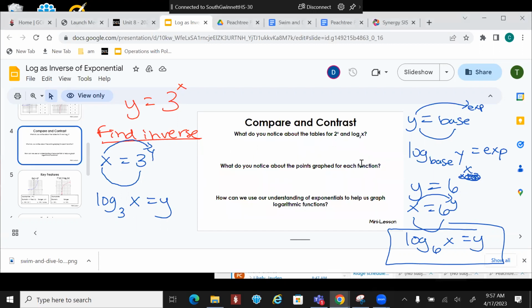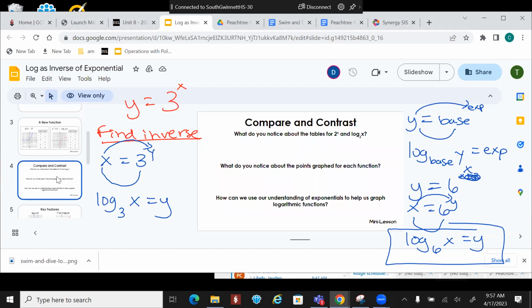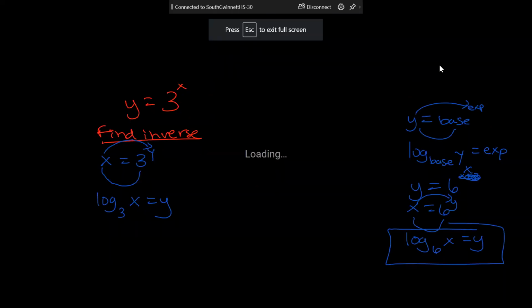All right, so we're going to compare and contrast. So this was finding the inverse. This is just writing it from exponential to log. You'll have to do that as well. We're going to skip that. We're going to talk about the key features.